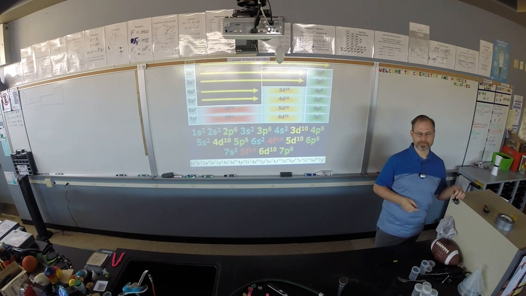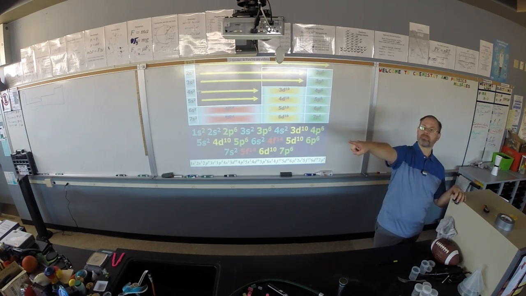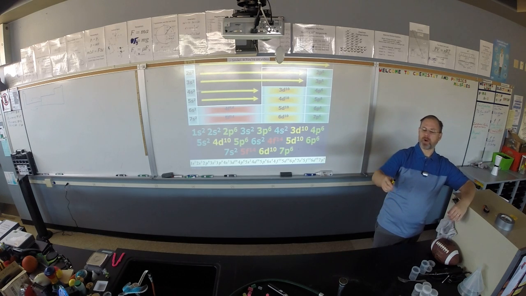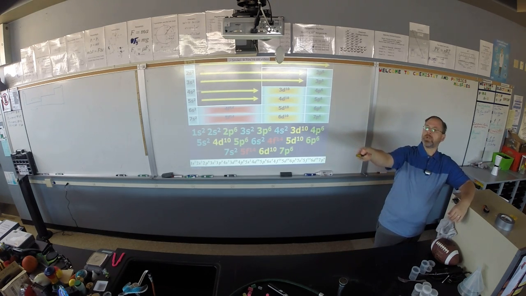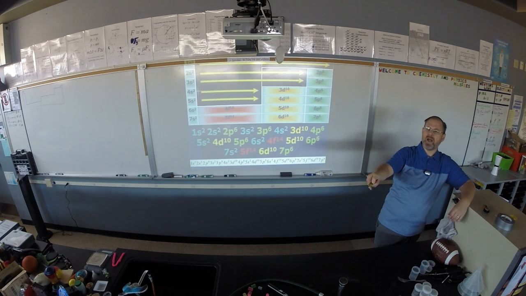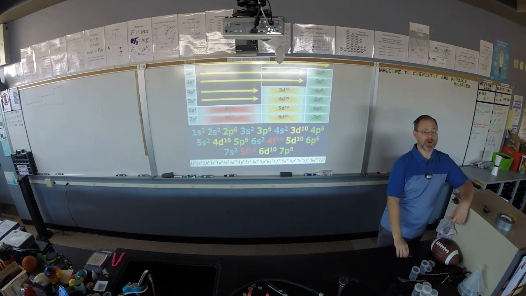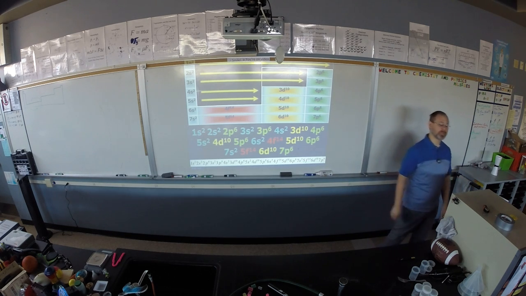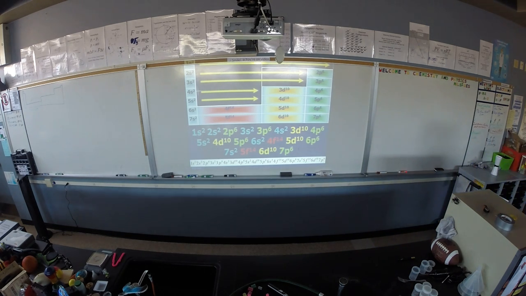Is there some pattern you can use to memorize that? Absolutely, right there. You can start 1s2, 2s2, 2p6, 3s2, 3p6, 4s2, 3d10, 4p6, 5s2, 4d10, 5p6. I wouldn't memorize it at all. I would just use the periodic table as a tool. So, that's a good idea.